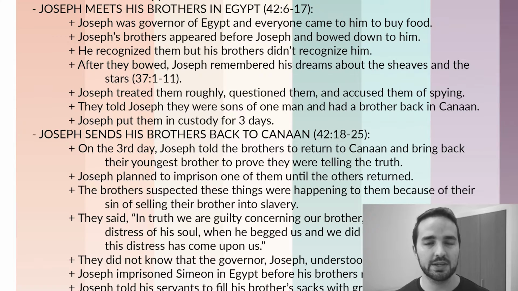Now, Joseph wasn't ready to reveal his identity to them. He wanted, I think, to see if their character had changed, and so he spoke to them roughly, he questioned them quite a bit, and he actually accused them of being spies.